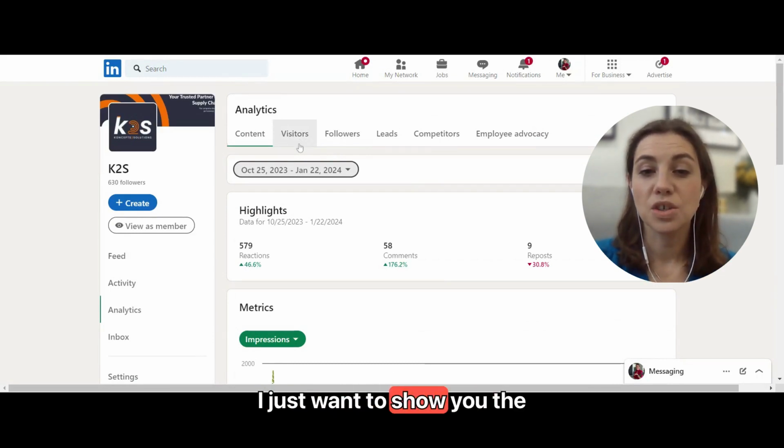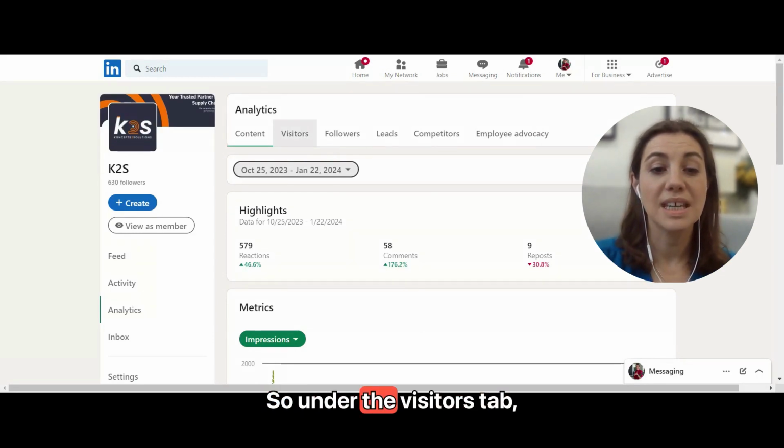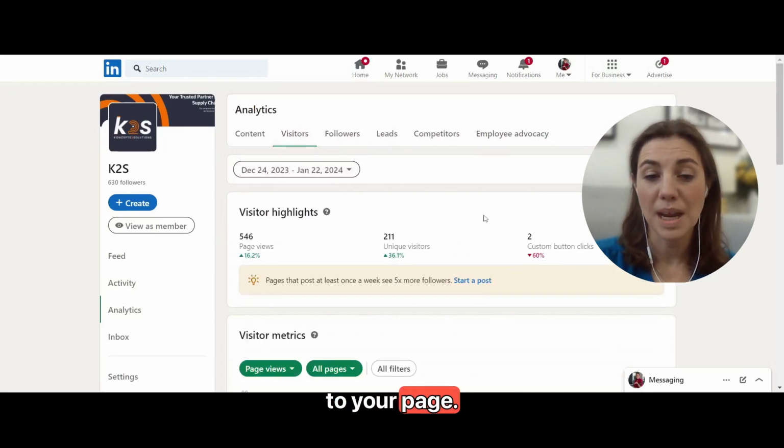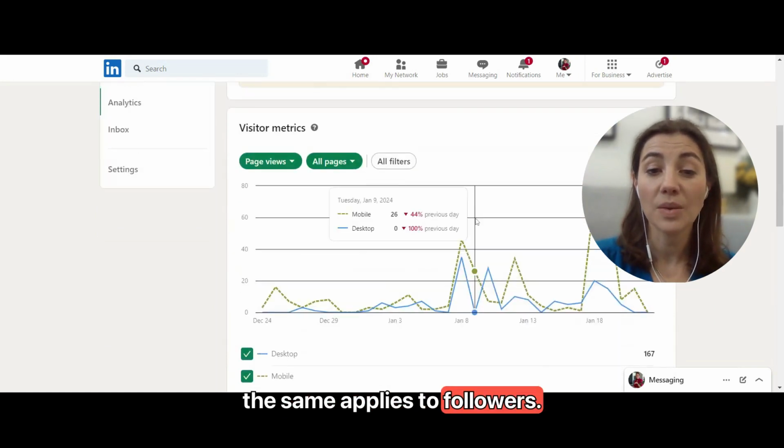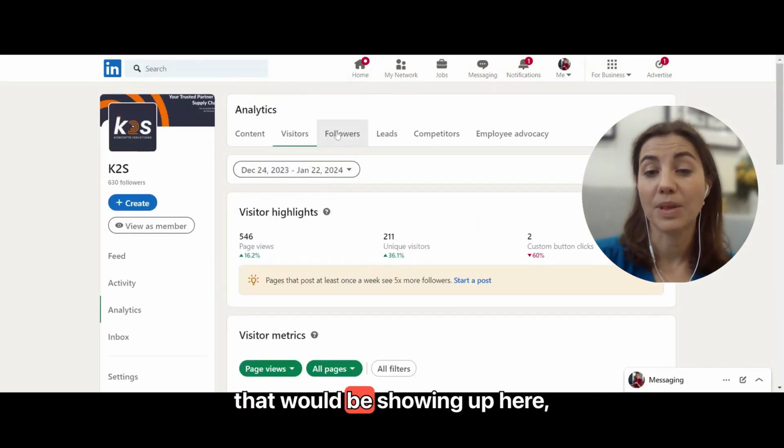Before I do that, I just want to show you the tabs that we've got here. So under the visitors tab, you can really just focus on what's happening with the visitors that are coming to your page. The same applies to followers. If you've got lead campaigns, that would be showing up here.